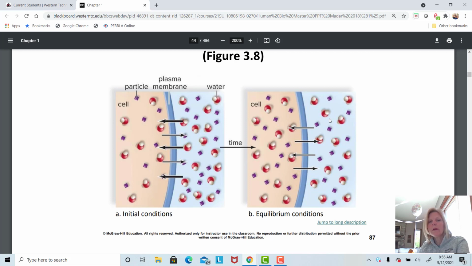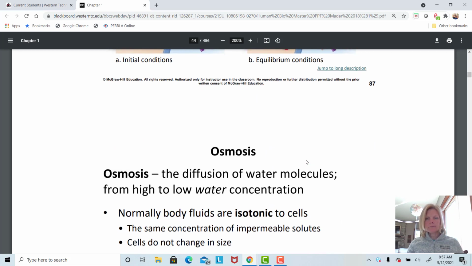So we have this movement of water and the particles back and forth until they're equal. So again, the movement of water we call osmosis, the movement of the purple particles we call diffusion. But regardless, there's no energy required, and they're moving from where there's higher concentration to where there's lesser concentration until they're equal. And that's what we see here on the right-hand side. We see equilibrium. There's equal amounts of water on both sides, and there's equal amounts of those purple particles.